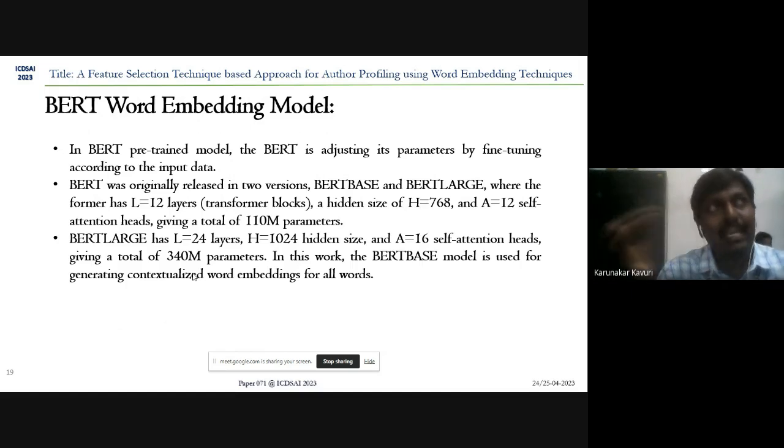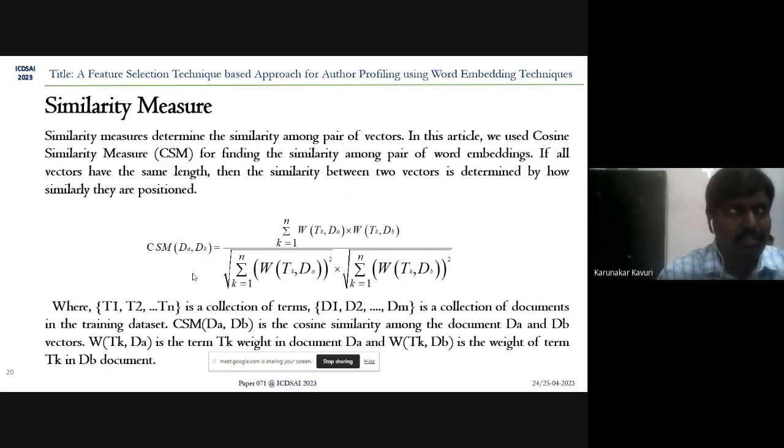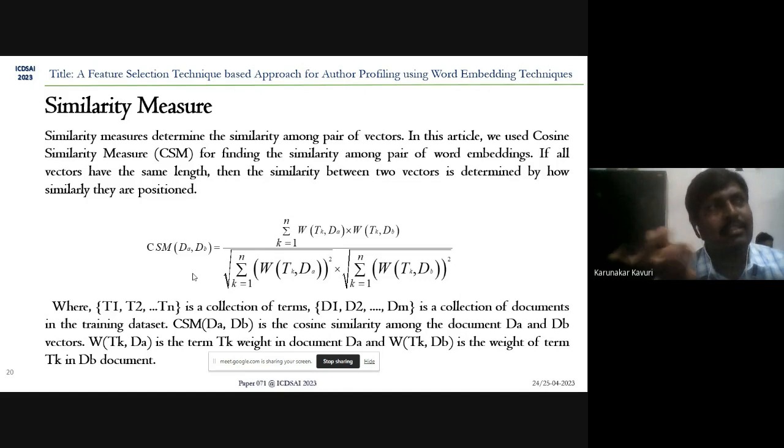It can be very helpful to the experiment in order to get the perfect accuracy. Okay, so once all those word embeddings are in my hand, I will apply the similarity measure. The similarity measure is a feature selection algorithm. The similarity measure compares all the word embeddings, finally, which are similar.